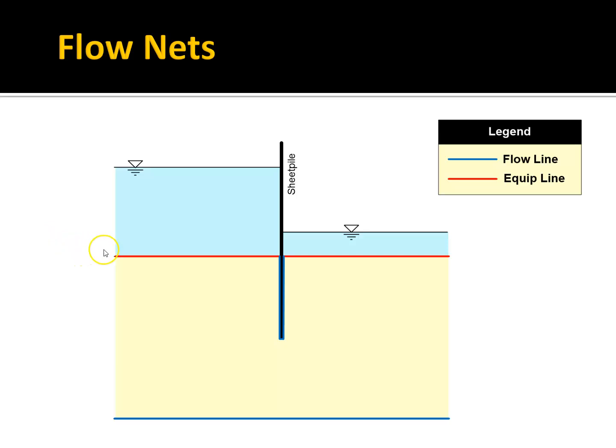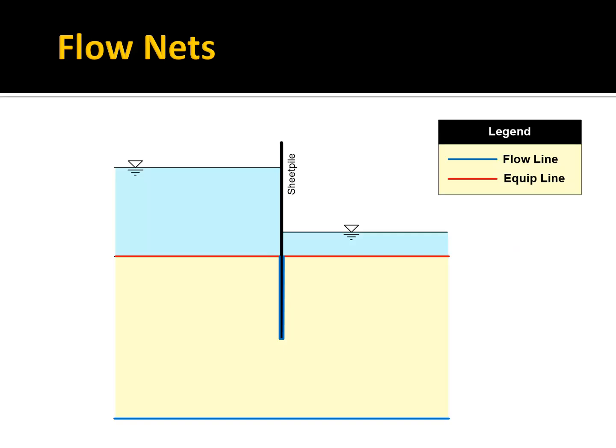Now, on the upstream side, where this ponded water meets the saturated soil, that is an equipotential line because everywhere along that line, the head is the same. Equipotential means equal potentiometric head. So, equal head. It's like a contour of hydraulic head. And then on the right side, when you get to the other end, there's another equipotential line.